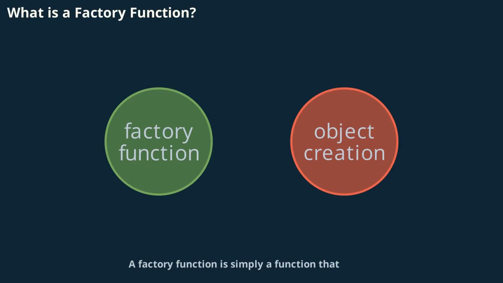A factory function is simply a function that returns a new object each time it's called. You don't need to use the class keyword, constructors, or even the new keyword. This approach is straightforward and flexible, making it a favorite for many developers. Factory functions are especially useful when you want to create multiple objects with similar properties or methods, but don't want to deal with the complexities of classes or inheritance. Let's see how you can use a factory function to create objects easily and efficiently.